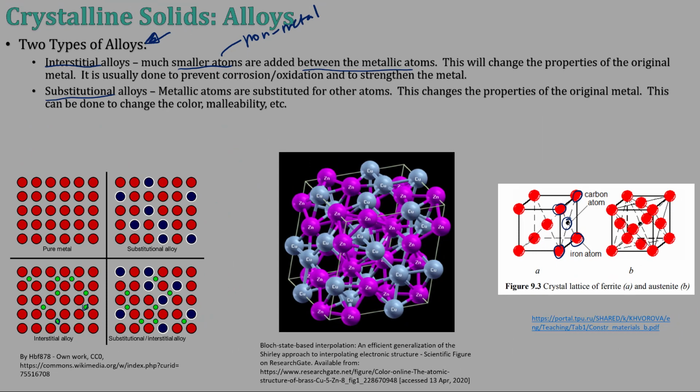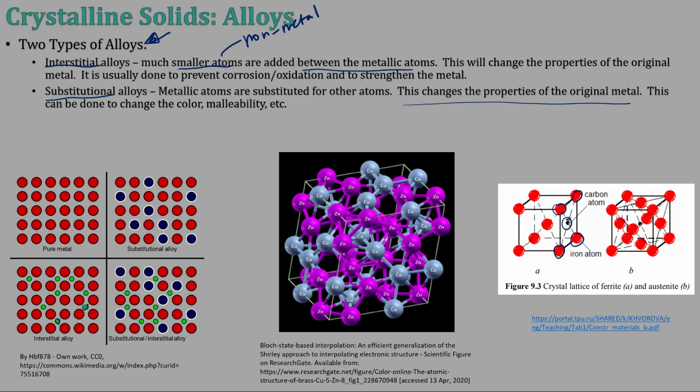The other type of alloy is a substitutional alloy. In a substitutional alloy, metallic atoms are substituted for other atoms of similar size. And so that changes the properties of the original metal. It can be done to change the color, malleability, some of the same reasons as the one above. But one thing that I know that I have seen is pink gold. And pink gold, a little bit of copper is added to it, and that makes it pink.